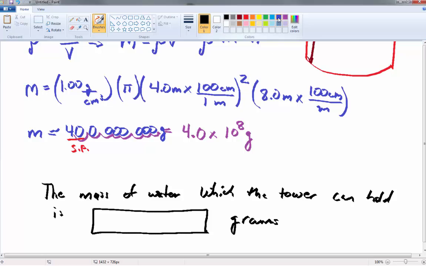So in order to enter this number into Blackboard, the way that you do it is you put 4.0 E plus 8. And there should be no spaces anywhere in this number. And the E must be a capital E. You can't use a lowercase e.